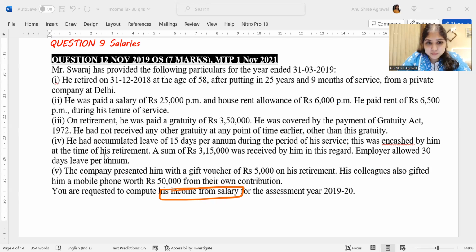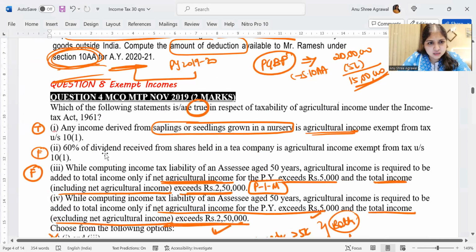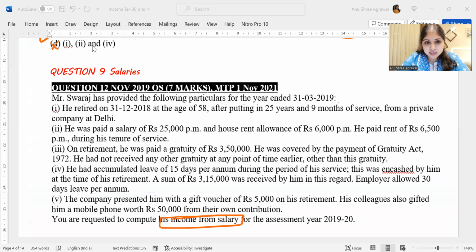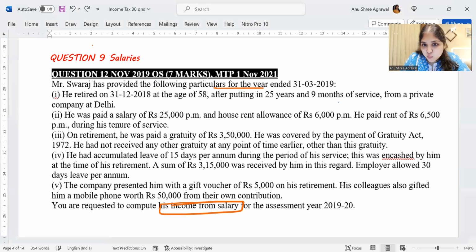Question number 8, sorry. Question number 8 or 9? 9. Question number 9. Listen, they're asking us over here to calculate his salary income. Mr. Swaraj has provided the following particulars for the year ended 31st March 19. We're talking about previous year 18-19.